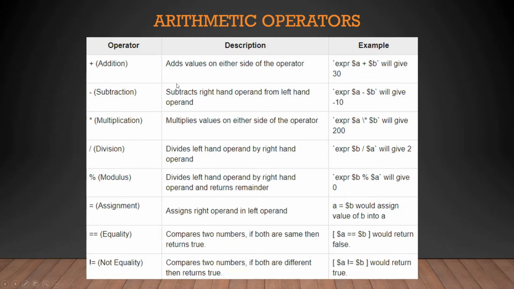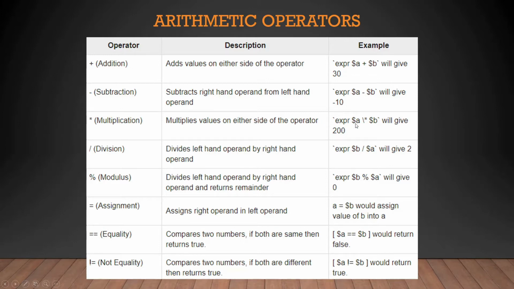Addition is the basic thing. It adds the values on either side of the operator. So $a plus $b will give you 30 if $a is 10 and $b is 20. Now, if you subtract, let us consider $a is equal to 10 and $b equal to 20, and let's see how this works. Subtraction subtracts the right hand operand from the left hand operand. So 10 minus 20 would be minus 10.